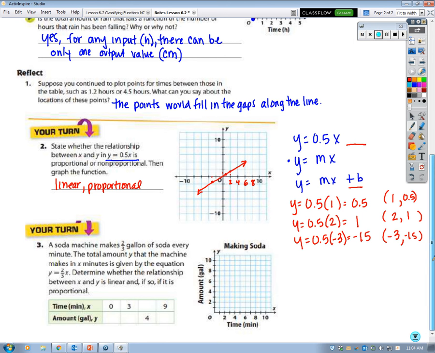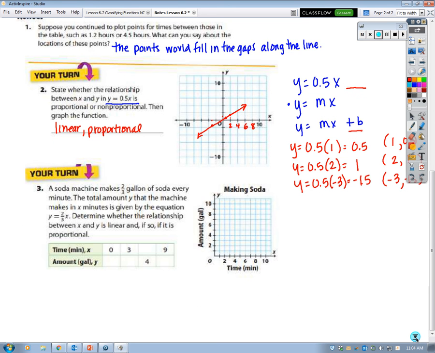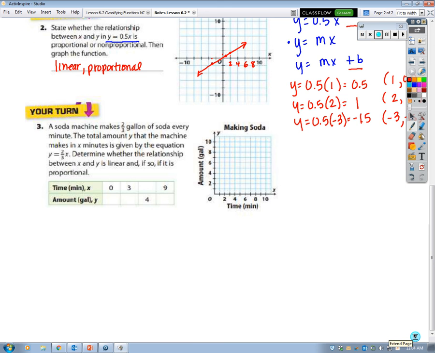Okay, last one we're looking at here is your turn number 3. It wants us to take a look at a soda machine. And that soda machine makes 2/3 gallons of soda every minute. That's a lot. So 2/3 gallons of soda every minute is our rate of change. The total amount that the machine makes in x minutes is given by the equation.